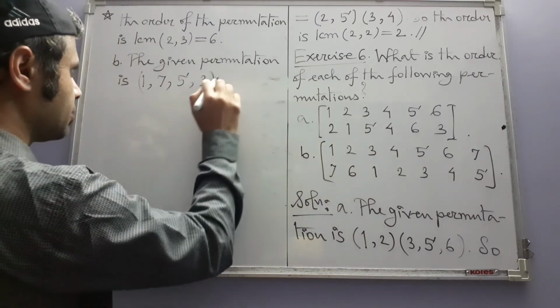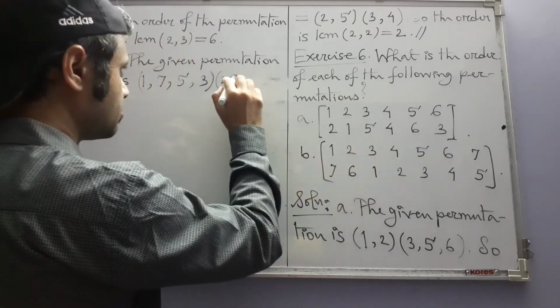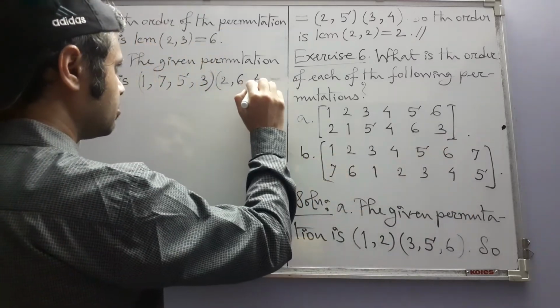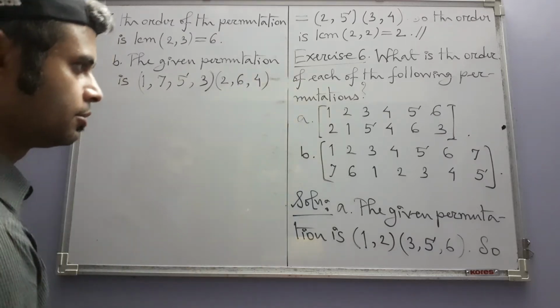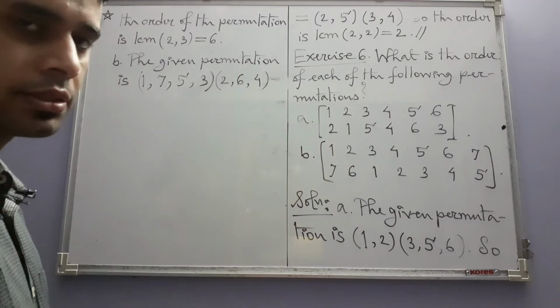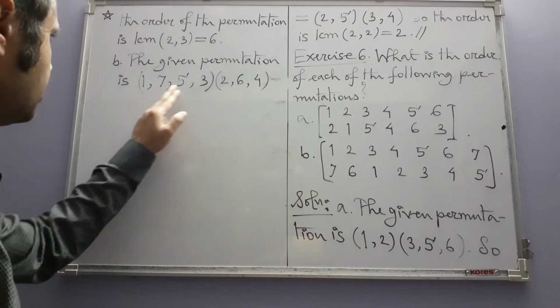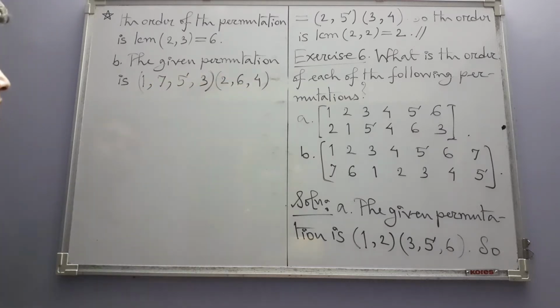So 2 is not appearing here. Let's start with 2, then 2 to 6, 6 to 4, 4 again goes back to 2. So is that it? We have 7 symbols, 4 and 3, 7, 1, 2, 3, 4, 5, 6, 7. Yes.